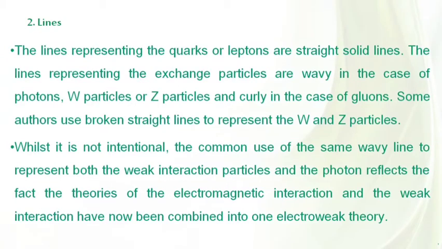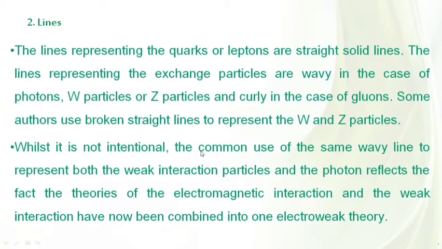The lines representing quarks or leptons are straight or solid lines. These lines represent the exchange of particles, wavy in the case of photons. In the case of photons we make the line wavy. For W and Z bosons they are also wavy, but for gluons it is curly. Some authors use broken straight lines to represent W and Z bosons, which is not international. These conventions are not international. You can use your own way, but use the simplest one.